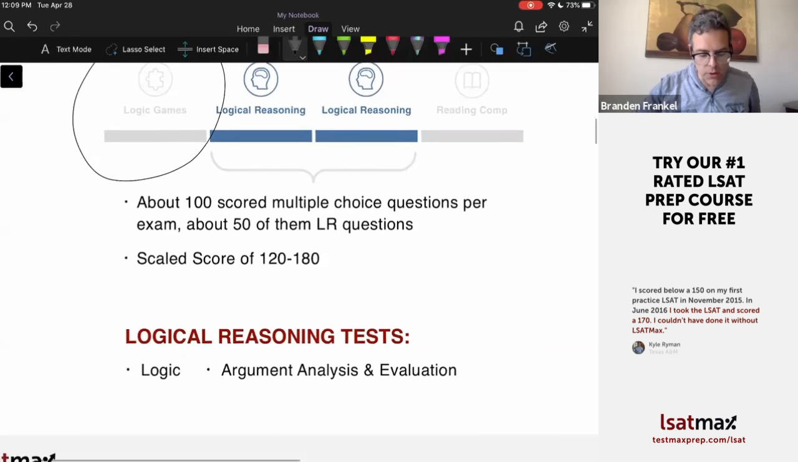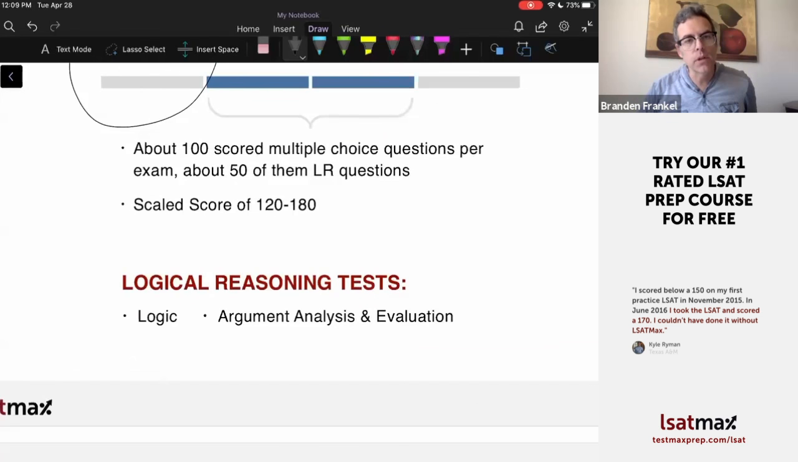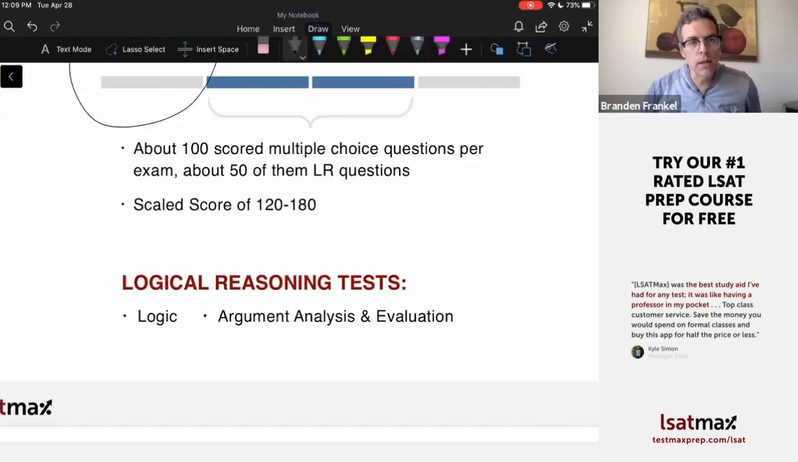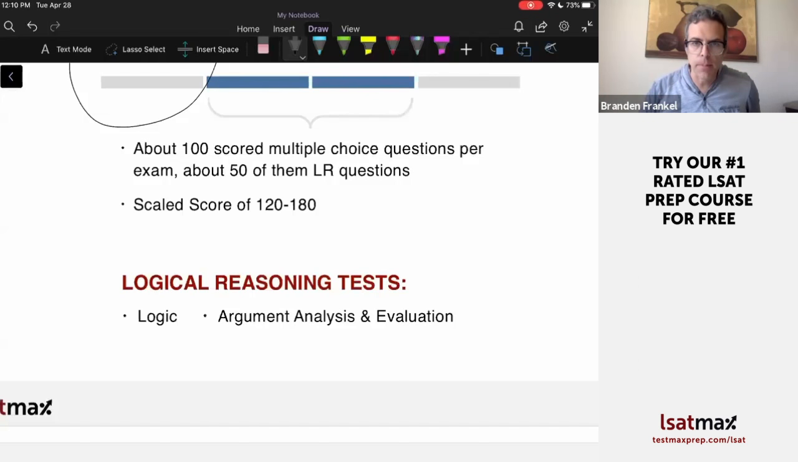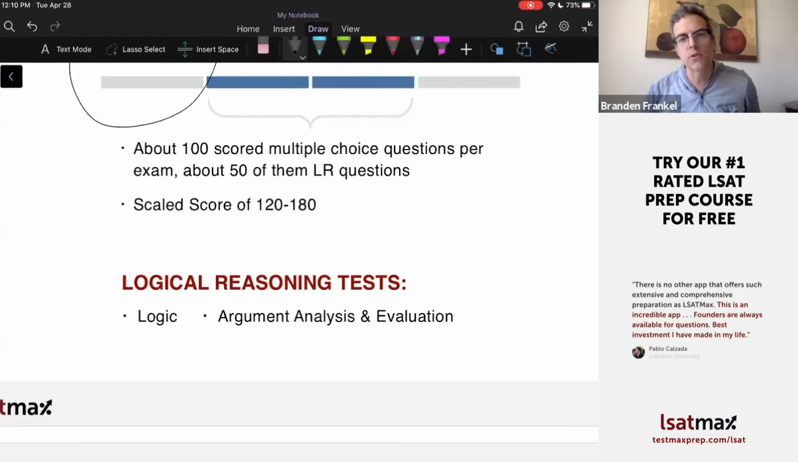Your scaled score is 120 to 180. That will not change with the LSAT Flex. The scaled score will be the same. The way that you should anticipate the scoring to work is that they're trying to make the LSAT Flex about as difficult as a regular LSAT, just smaller.